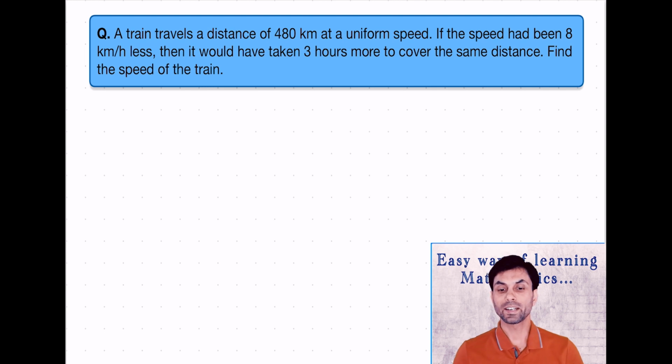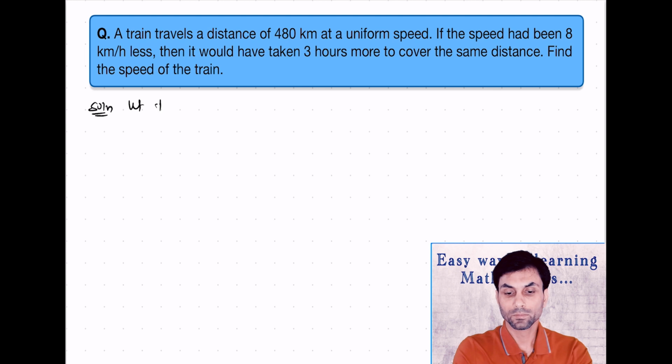The question is, a train travels a distance of 480 km at a uniform speed. If the speed had been 8 km per hour less, then it would have taken 3 hours more to cover the same distance. Find the speed of the train. So let the speed of the train be x km per hour.